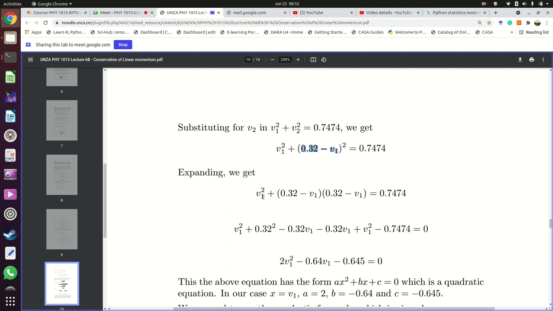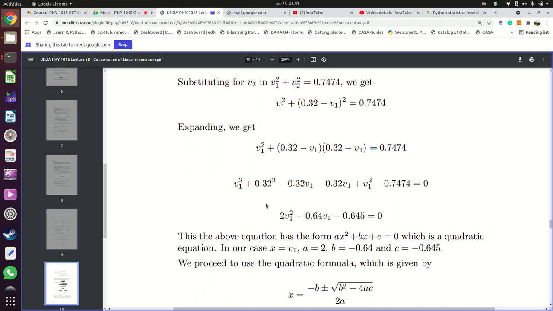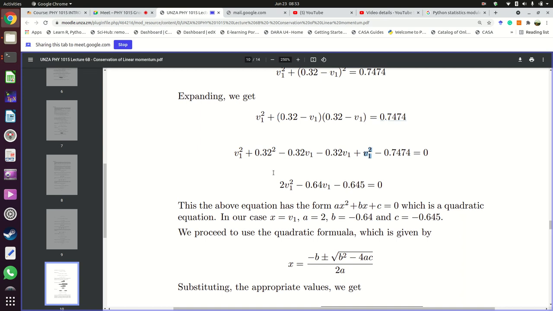Then I expand, I end up having v1 squared equals this thing expanded like that. Then I start multiplying this times that, this same thing times the v1, then v1 times v1. When I do that, I end up with v1 squared plus 0.32 squared minus 0.32 v1 minus 0.32 v1 plus v1 squared on this side, then minus 0.7474 taken to the other side of the equal sign. Then there's v1 squared here and v1 squared here, so I end up with 2 v1 squared, which is what I have here. Then of course there is minus 0.32 v1 minus 0.32 v1, so I end up with minus 0.64 v1.